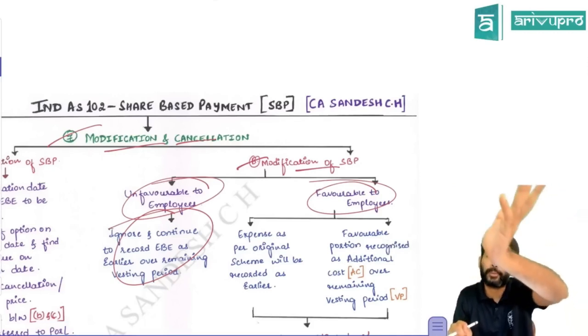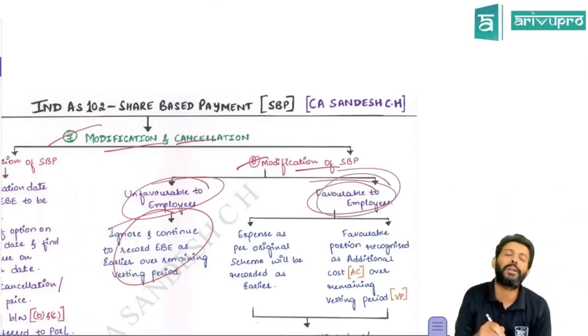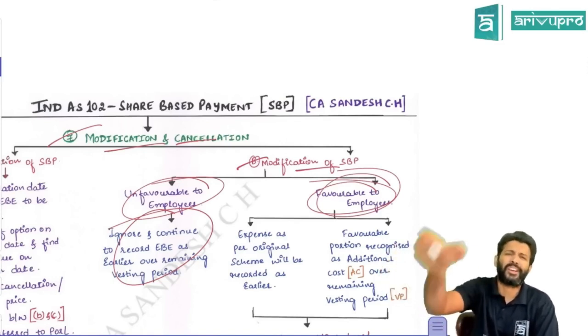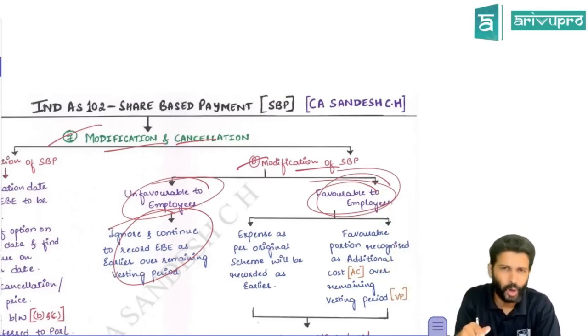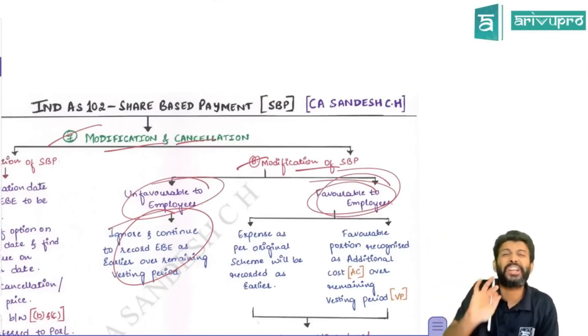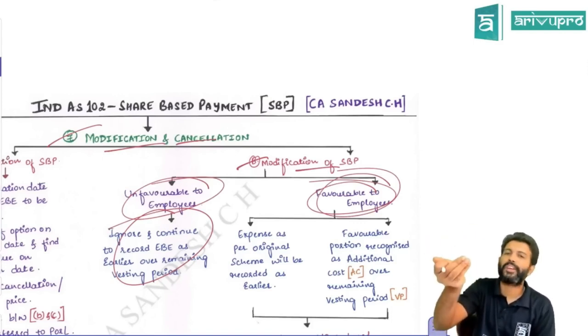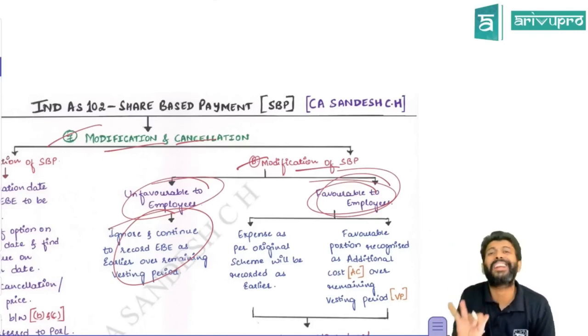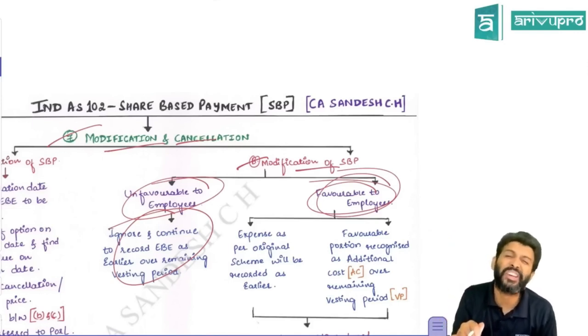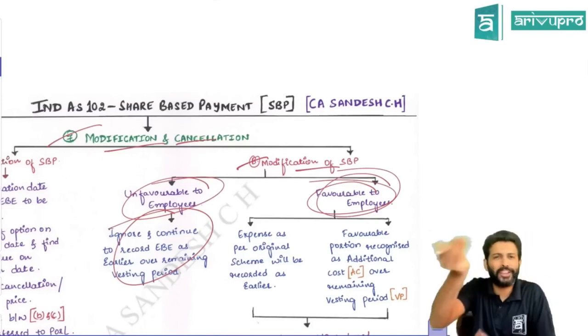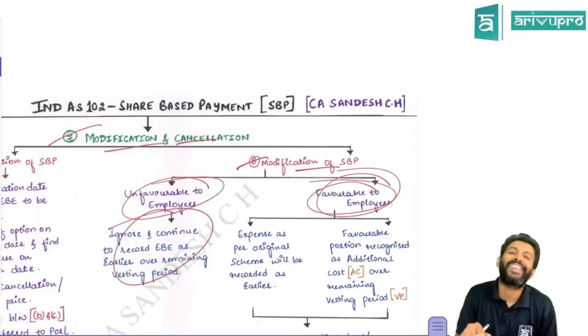However, if you're doing any favorable modification for employees, favorable modification means giving some extra shares, reducing the vesting period, like that. The employee will get an additional benefit, but the company has to bear an additional cost. The benefit for the employee is an additional cost for the company, no?